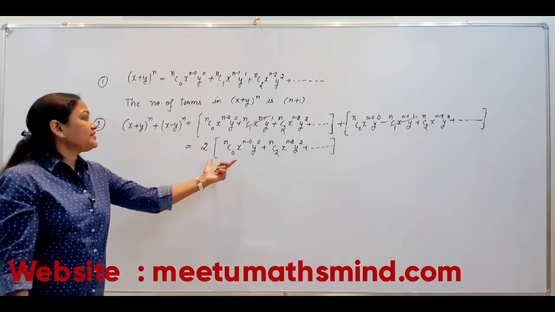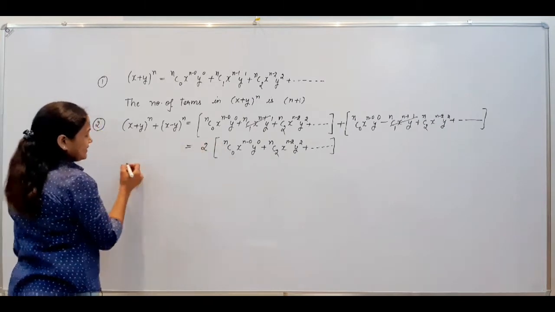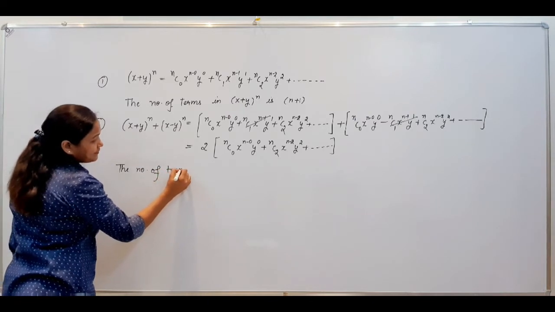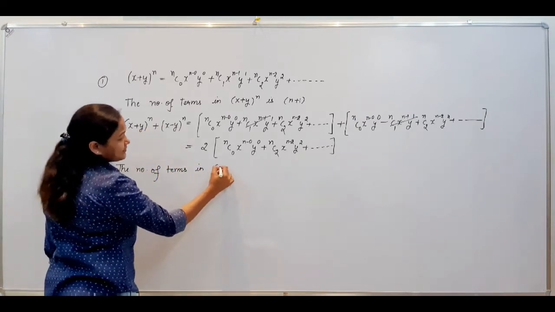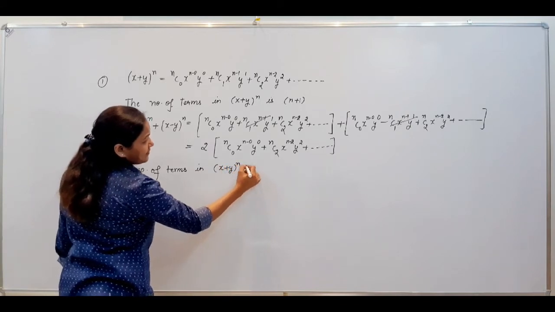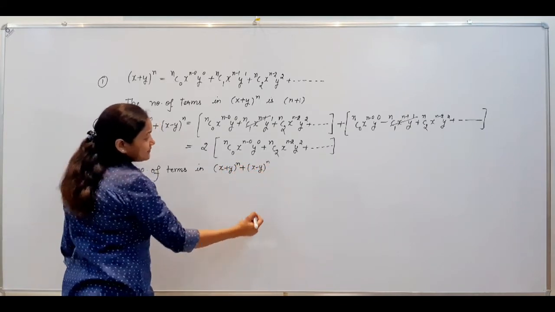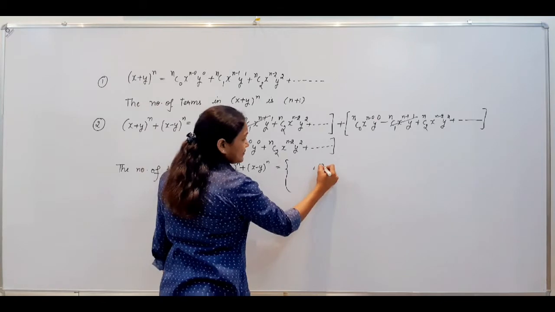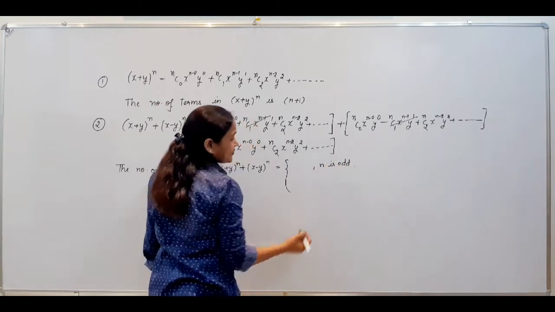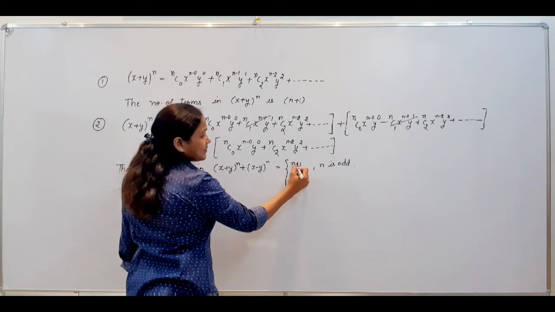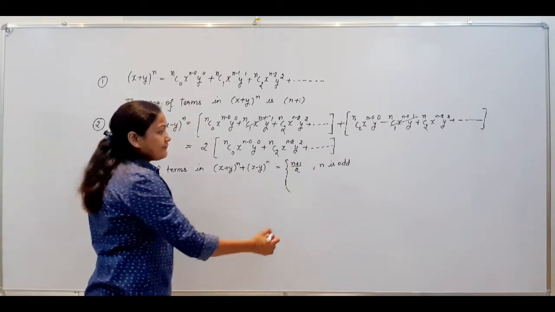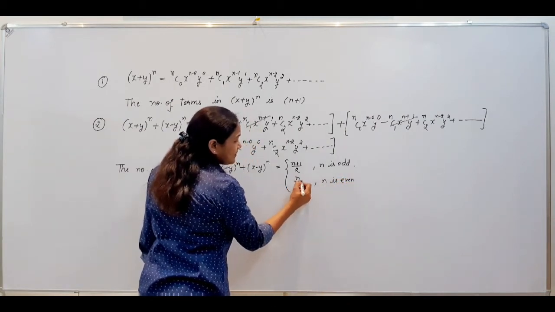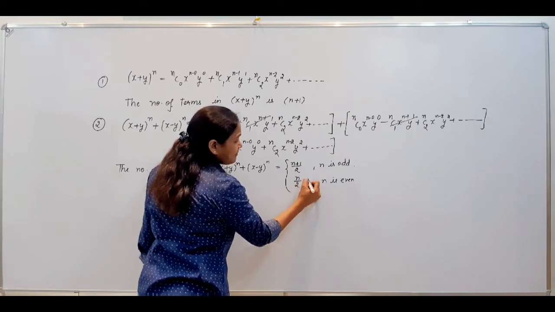So the number of terms in this expansion will depend on n. The number of terms in this expansion x plus y raised to power n plus x minus y raised to power n will depend on n. If n is odd, then the number of terms will be n plus 1 upon 2, and if n is even, then the number of terms will be n upon 2 plus 1.